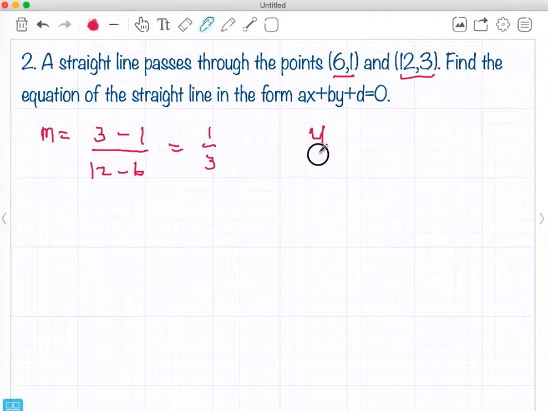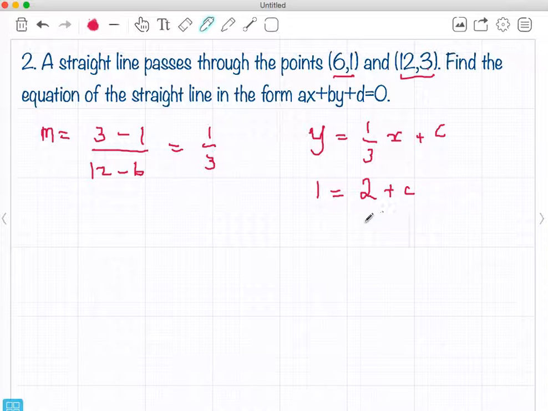So I'm going to put this into y equals 1/3 x plus c. And I'm going to continue to work out the equation of the straight line, but in this form. I'm going to substitute in the first set of coordinates I've got. It makes no difference which ones you put in. 6 times 1/3, because that's the x number, is 2, add c, so c is minus 1. So now I've got this equation, y equals 1/3 of x minus 1.